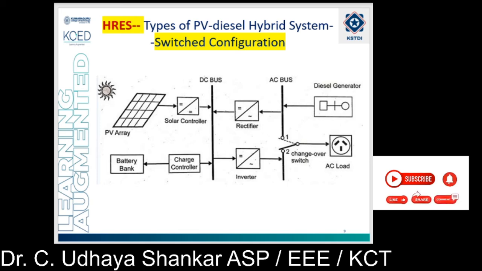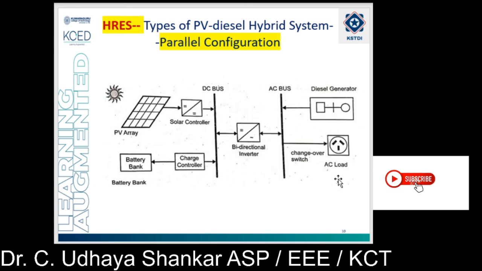But wherever it is critical to maintain a constant power supply, like in hospitals and high industrial environments, then we have to go with the next configuration, which is called the parallel configuration. Now we will discuss the parallel configuration. You can see that in the parallel configuration, again you have the DC bus and AC bus, but there is a new component. Instead of the rectifier and inverter, you have a bidirectional inverter.